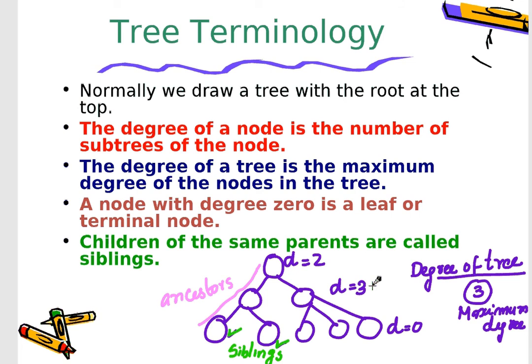Okay, now what is the degree of the tree? The degree of the tree is the largest degree among all the nodes. So that I am calling the degree of the tree. So the degree of the tree is what? 3 now. Now children of the same parent are called siblings. So here you can consider this a parent node and it has 2 children, and these 2 are siblings. Similarly in this case these 2 nodes are siblings.